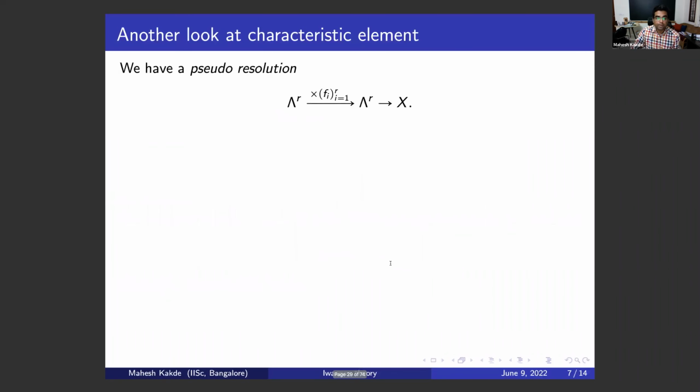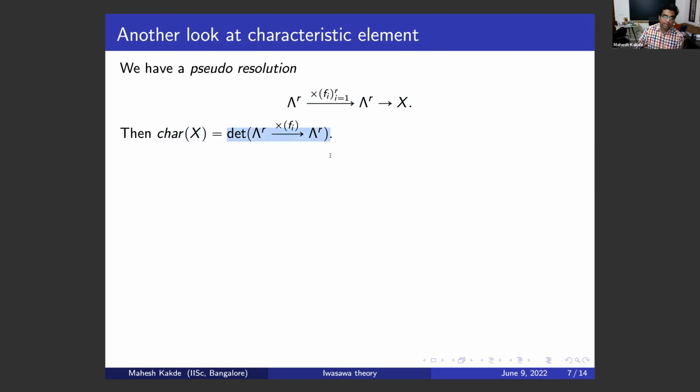Okay. All right. So let's take another look at the characteristic element. So you have this kind of pseudo-resolution, right? It's not actually a resolution of X because this map is not surjective. It has finite cokernel. I mean, this is not a standard term. I'm just motivating this. So you have this kind of resolution, and the characteristic ideal is the ideal generated by the determinant of this map. Sorry, there should be brackets here because, yeah, this is an ideal.